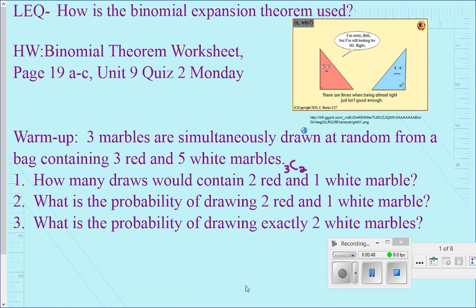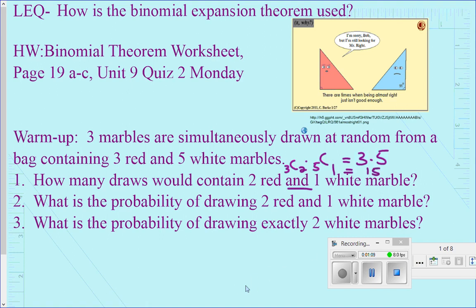And I'm picking 1 white from the 5 white. So that would be 5C1. And because we're picking red and white, we're going to multiply those. So 3C2 is equal to 3, and 5C1 is equal to 5, and 3 times 5 is 15.